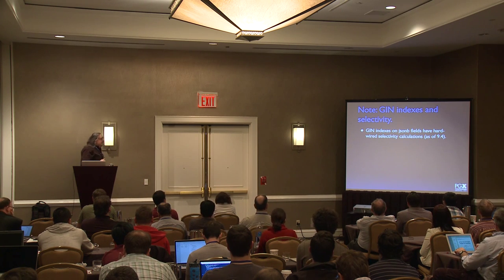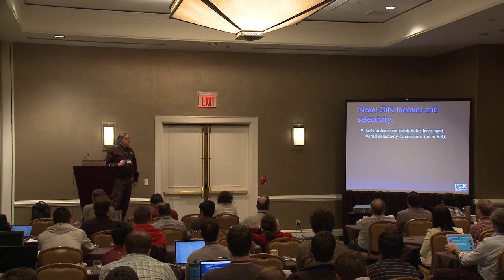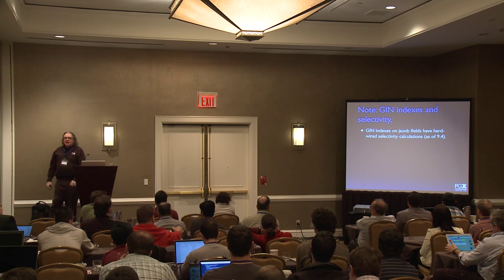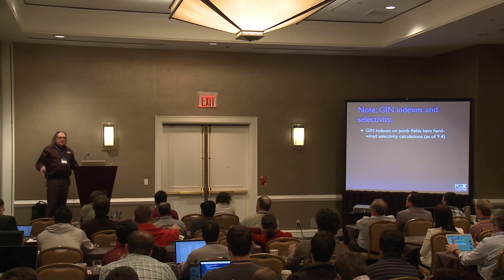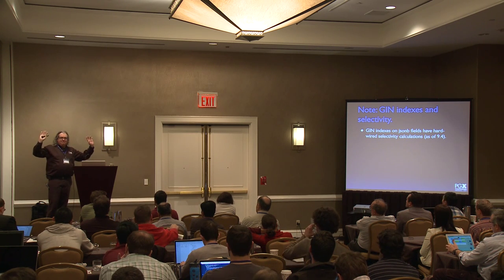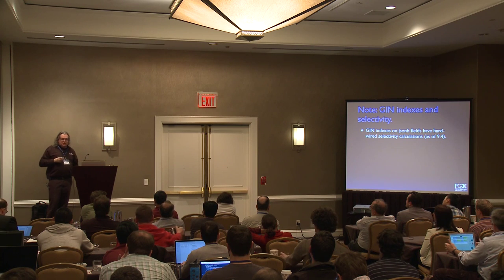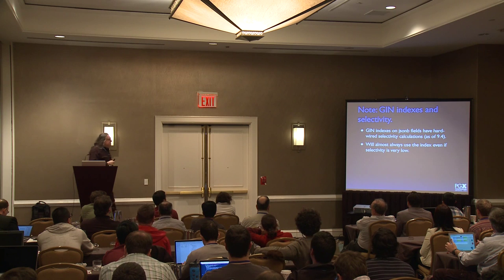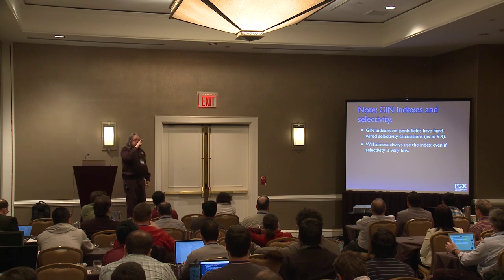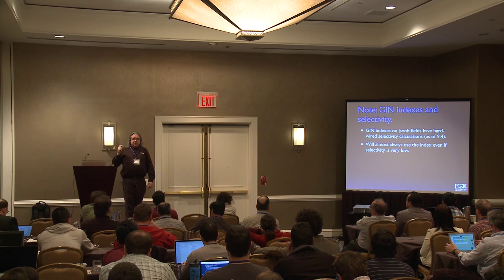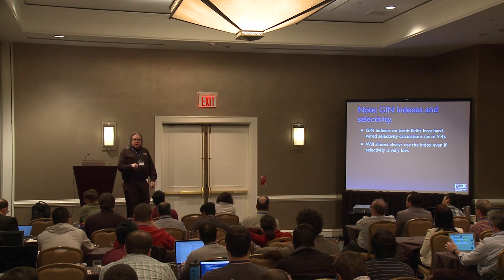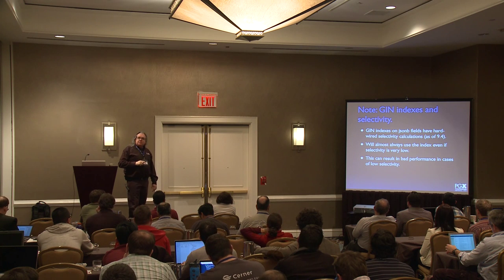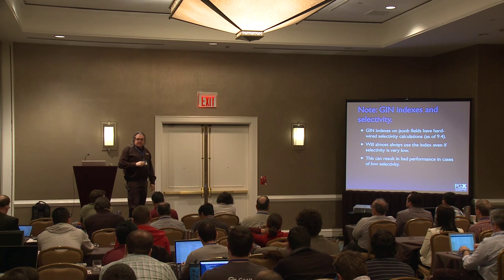The problem is, as of 9.4, GIN indexes on JSONB fields have hardwired selectivity calculations. It just says, I don't actually remember the number, but I think 10% are going to come back. It doesn't consult the actual underlying data. The result is that even if the selectivity is very low, even if it's going to retrieve a lot of rows, it will probably use a GIN index anyway. So this can result in some very bad performance in the cases of low selectivity.